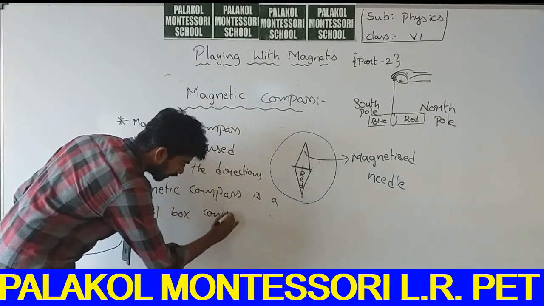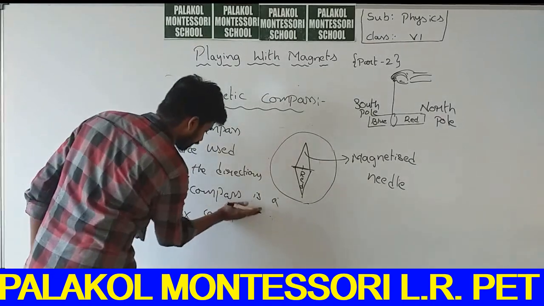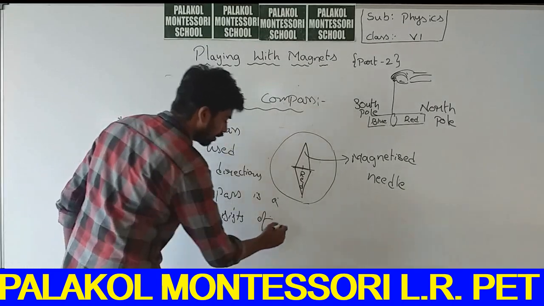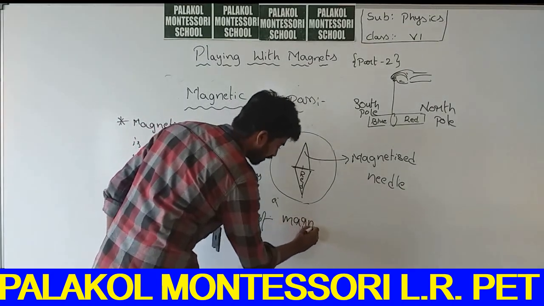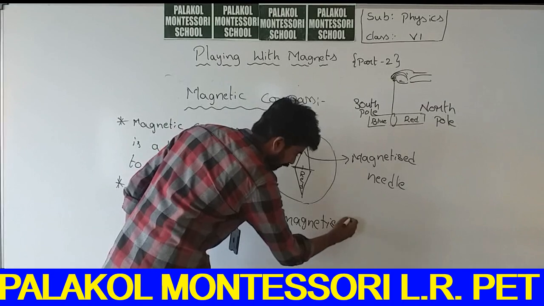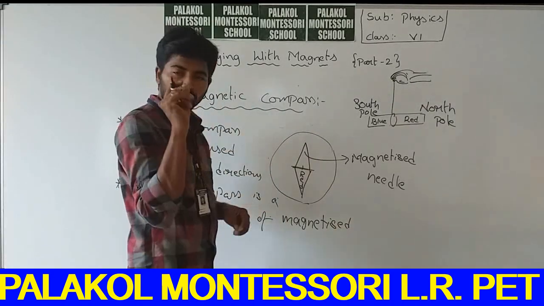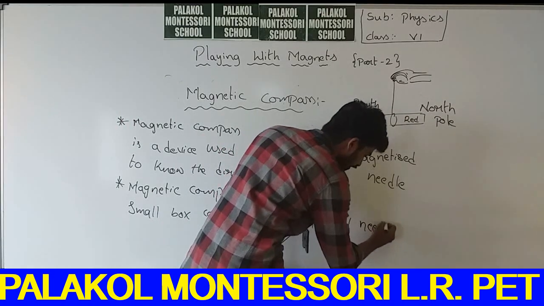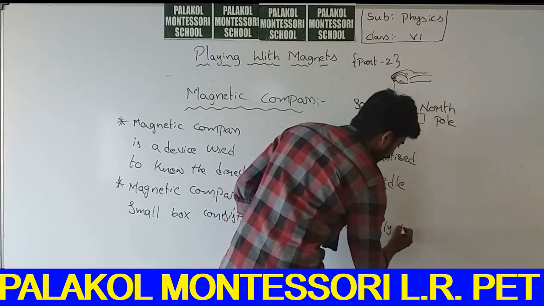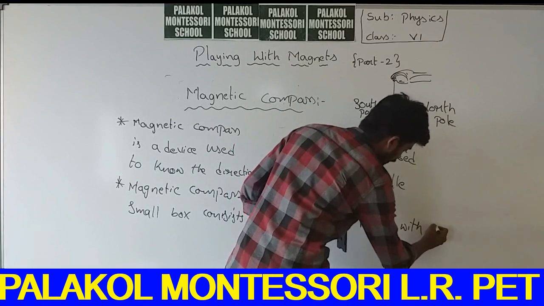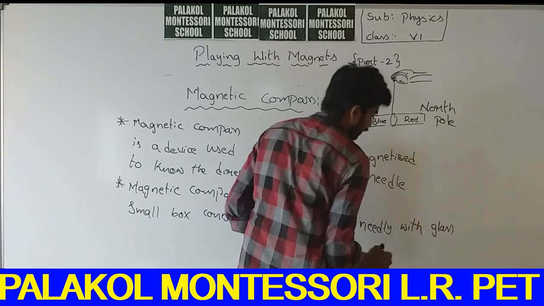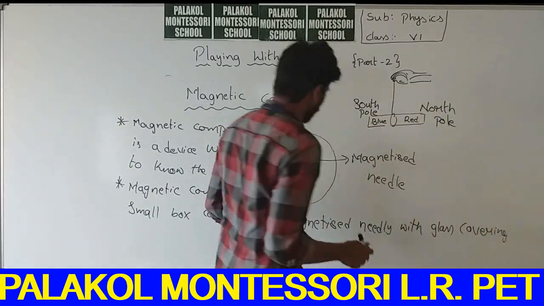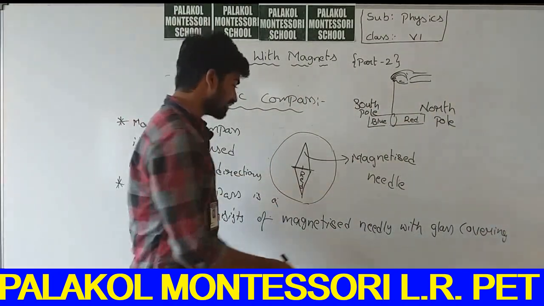consisting of a magnetized needle. Magnetized needle means it is a needle, a very sharp small needle, but it acts as a magnet. It has a glass covering. So here the magnetized needle is there.